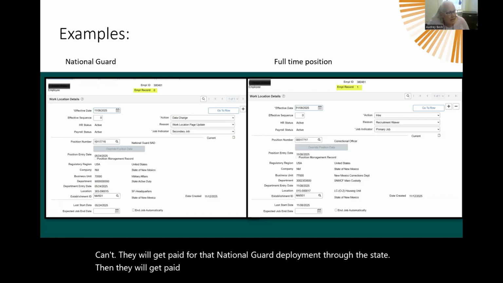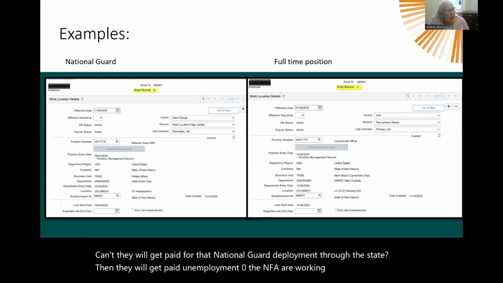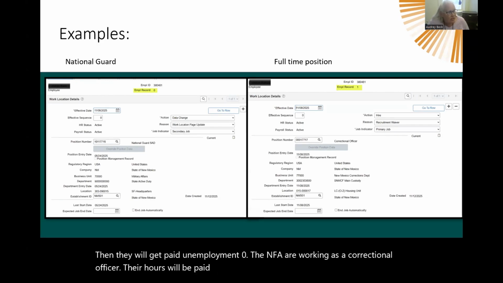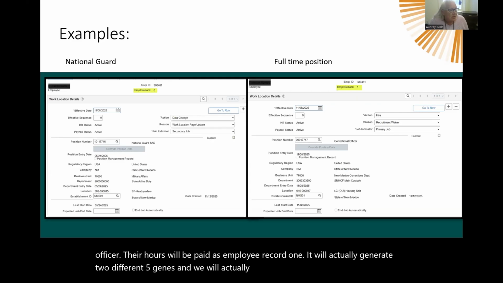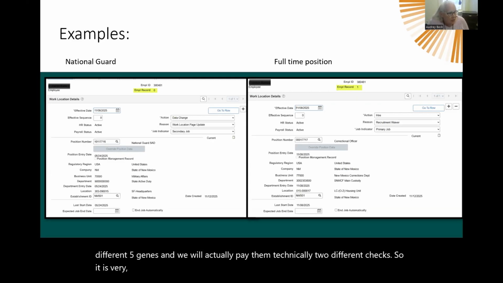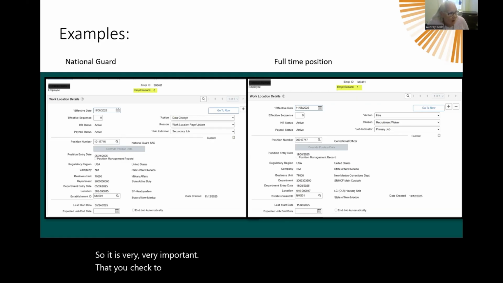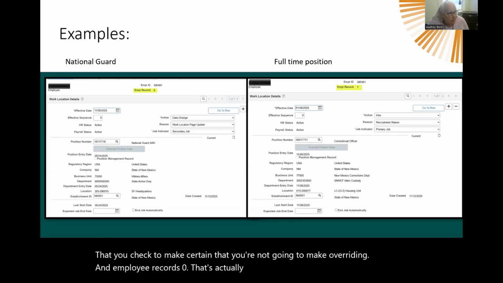If they are working as a correctional officer, their hours will be paid as employee record 1. It will actually generate 2 different timesheets, and we will actually pay them technically 2 different checks. So it's very, very important that you check to make certain that you're not going to be overriding an employee record 0 that's actually a National Guard's record if you're setting up a new employee.